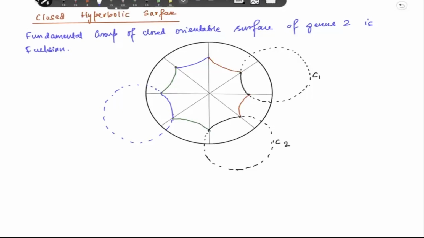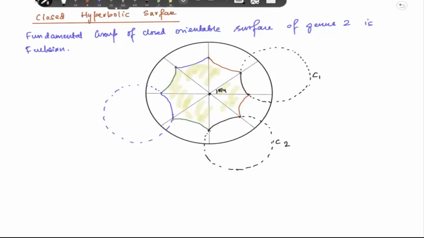Okay, so let me first begin with this genus 2 surface. This thing we have already seen: there exists a regular octagon in the unit disk whose sides are geodesics. So this is my regular octagon. This angle will be pi by 4. Yeah, so this part we have already seen.